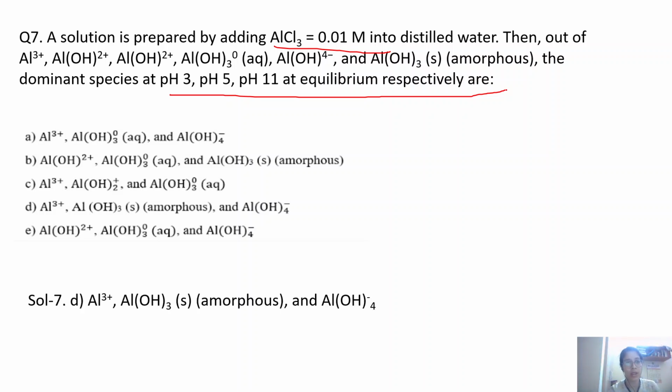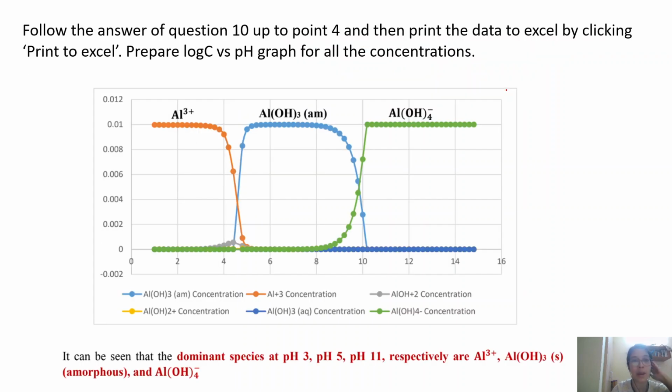We'll see the solution now. So option D is correct, that AlOH3 in the form of amorphous solid and AlOH4 negative are the species present at pH 3, 5 and 11 respectively. We'll see how this is happening. So this is the diagram, solubility versus pH.